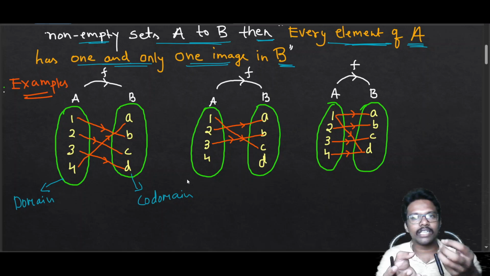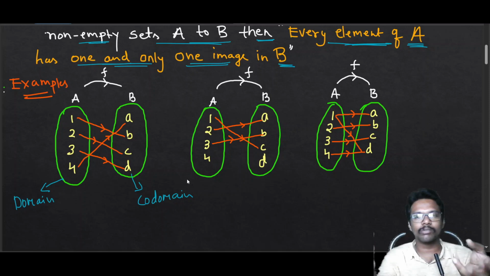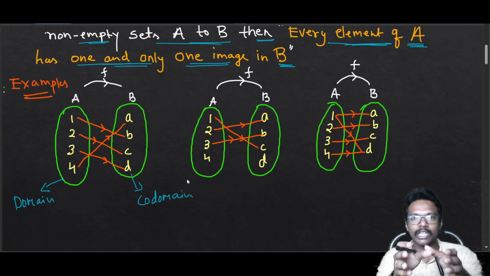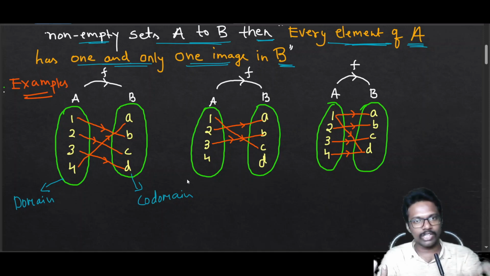And codomain is nothing but, after creating a relation, it has to end with some other set, because if it started a relation and there is nothing to end, it is not possible to create a relation. So to create a relation, there should be a start and there should be an end. The starting set we call a domain, and the set where the relation ends we call a codomain.